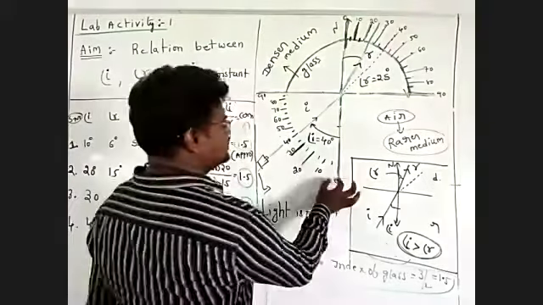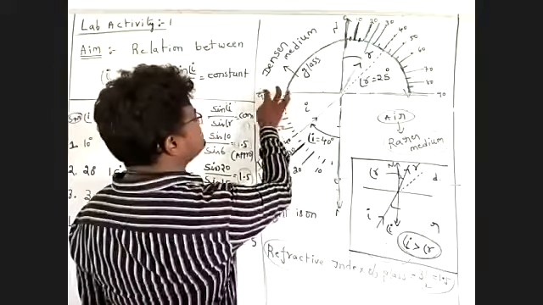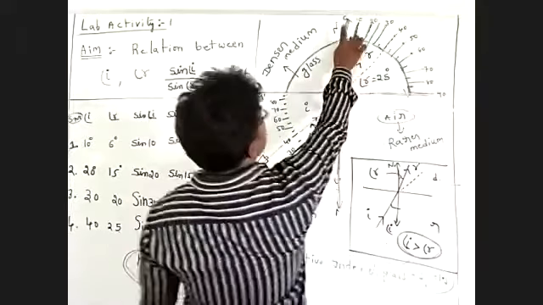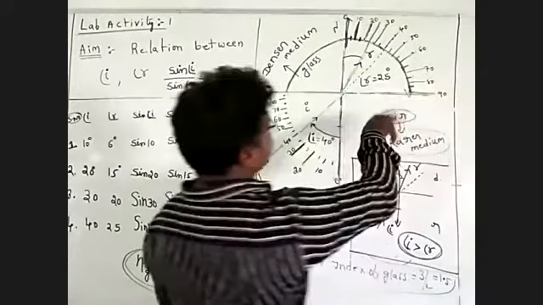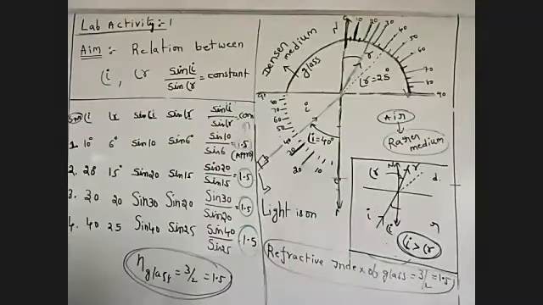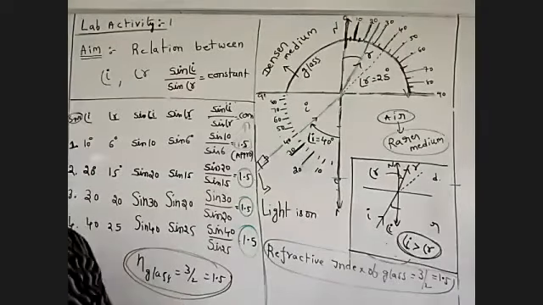Next, you mark like this. This is 0 degrees, 10, 20, 30, 40, 50, 60, 70, 80, 90. And this is 0 degrees, 10, 20, 30, 40, 50, 60, 70, 80, 90. Like this you can draw. So we have to draw all these points on the chart.